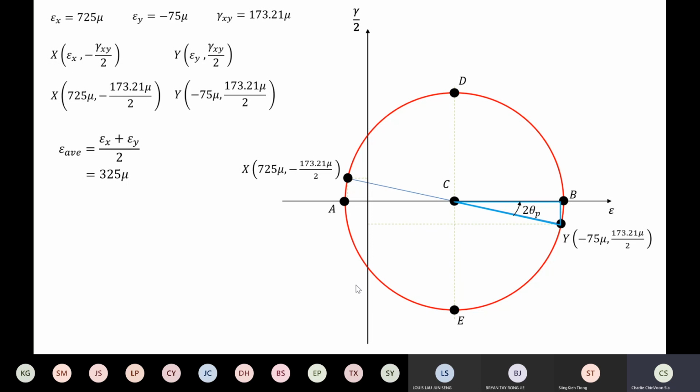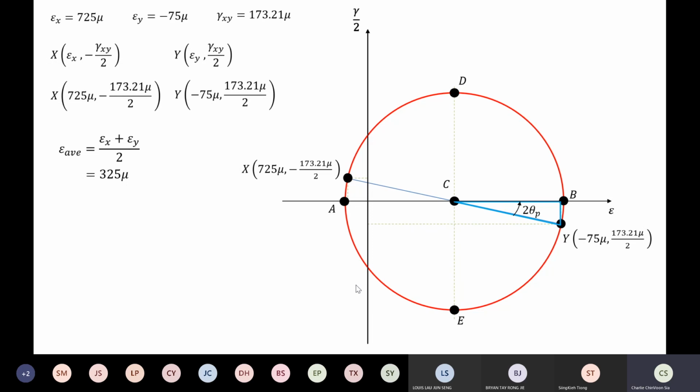So from there, if we want to calculate 2 theta p, we can use this triangle. So this is the height divided by the length, the CB. From there we are able to calculate the value for the theta p. 2 theta p will be 12.22, and the second 2 theta p will be 180 degrees apart.